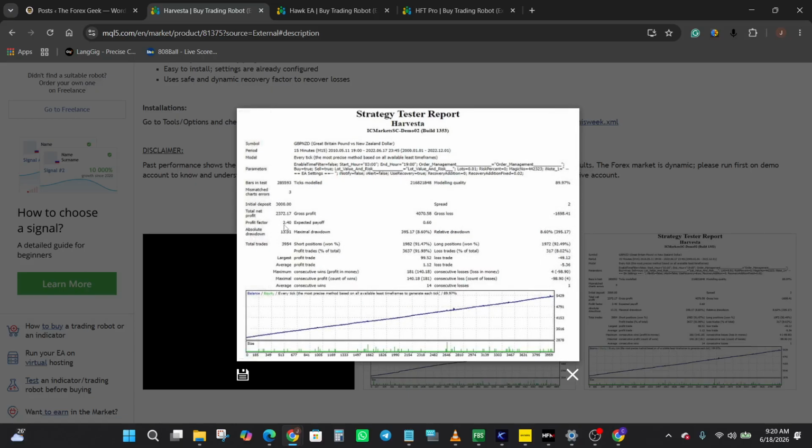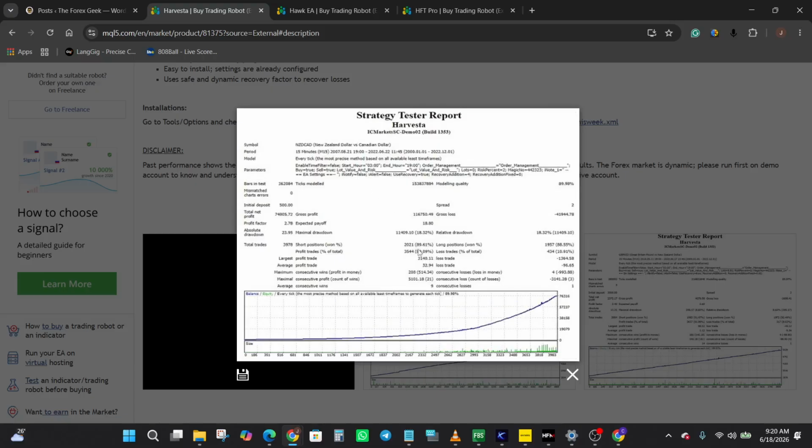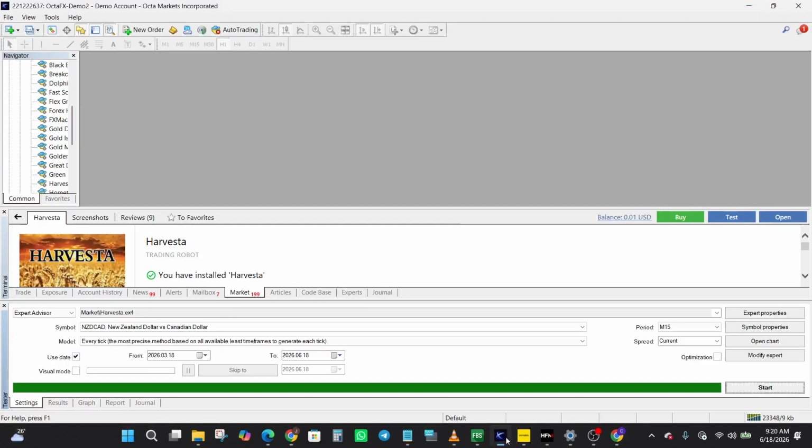Total net profit in this case was 2,372, 91.98% win rate. Here this is NZD CAD, 89.09% win rate over 74,000 net profit from $500 deposit. Wow, this looks impressive. But remember that past performance does not guarantee future results. Let's head over to our strategy tester.